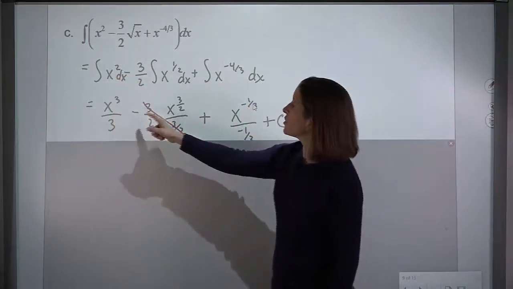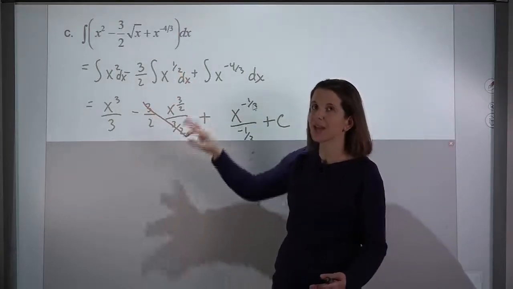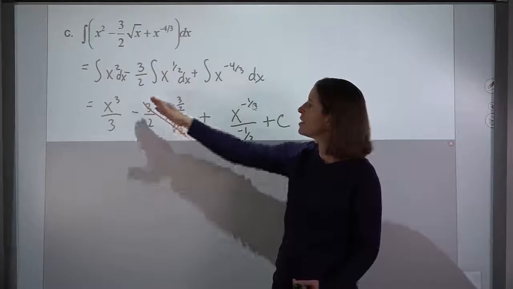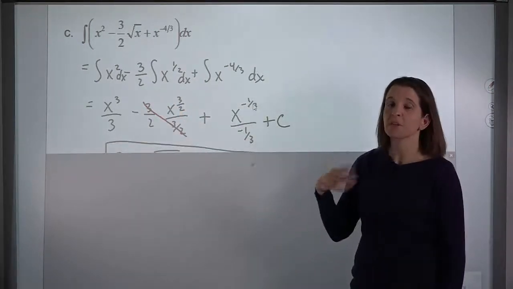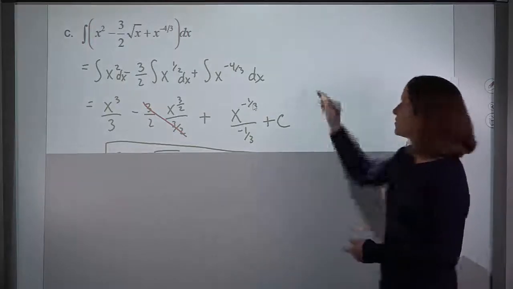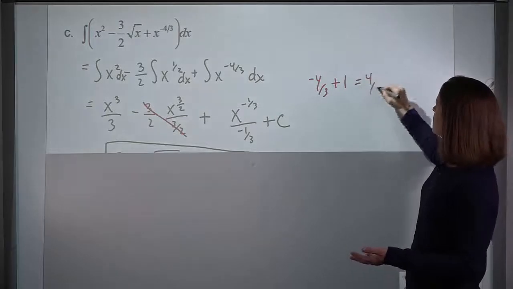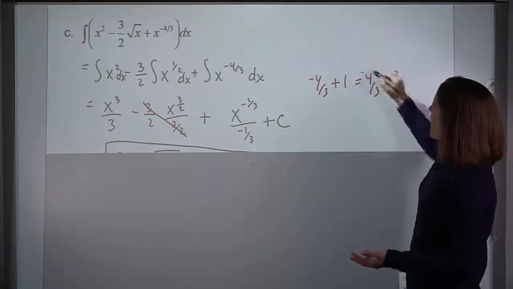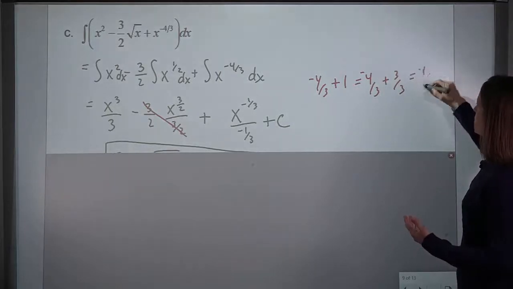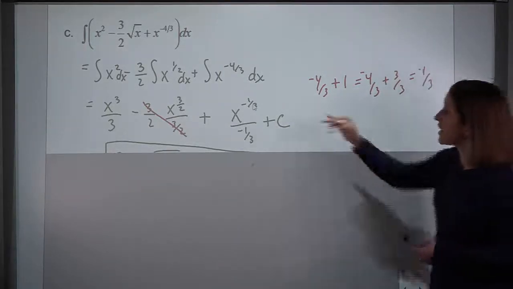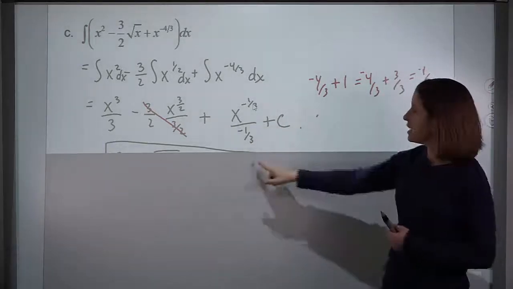Now here, the 3/2 stays. When I add 1 to 1/2, I get 3/2, and I divide by 3/2, or think of it as multiplying by the reciprocal. In either case, it will cancel. Plus, here I have a negative 4/3. Be careful. Like I said, go to the side if you need to. I'm adding 1 to that, but I have to have a common denominator, so hopefully that helps you see why it's negative 1/3, okay?